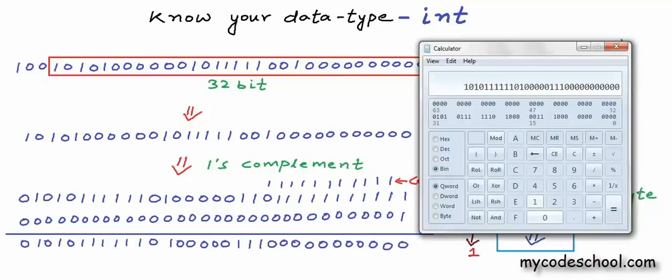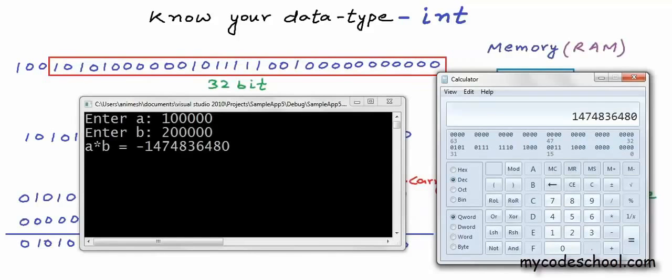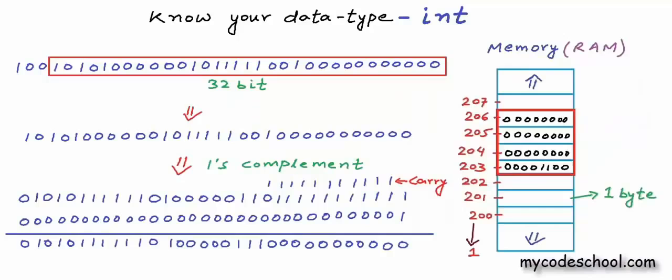Now I have opened my calculator and I've selected binary here so I can enter a binary value, and I've entered this value, and now I'll convert this to decimal, and I'm getting 1474836,480. This is the magnitude of our negative value. So if you can see, because of the overflow, the result that got printed was the value of the rightmost 32 bits. I hope this is making some sense.